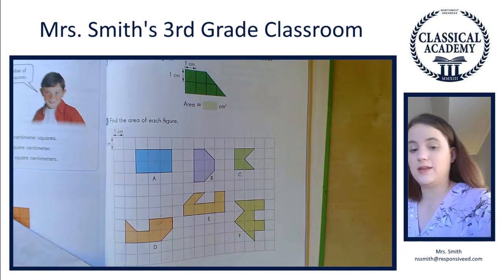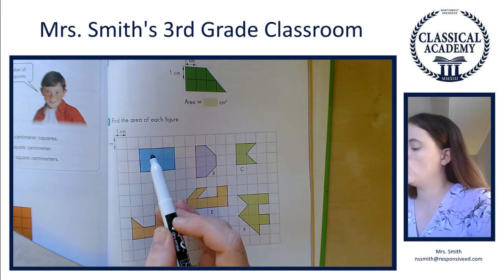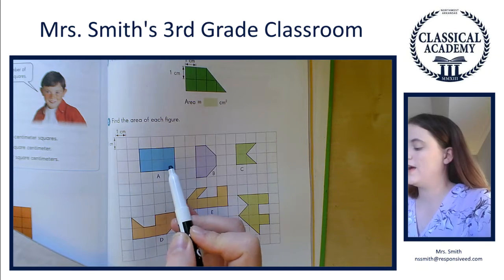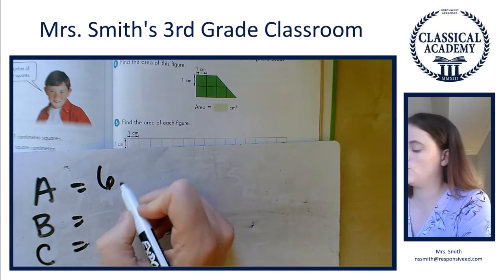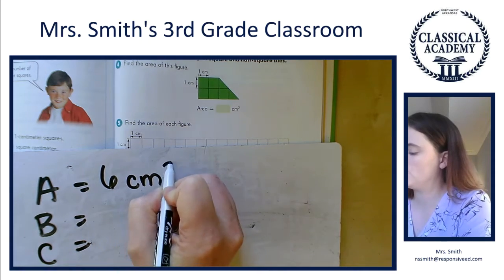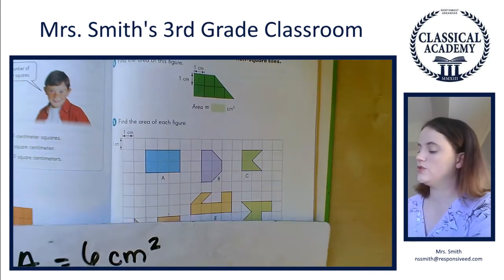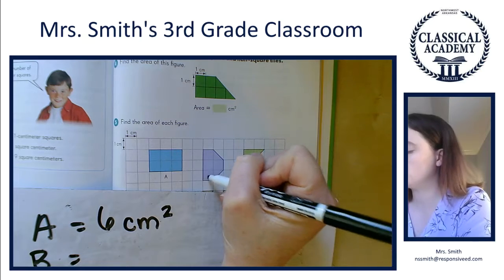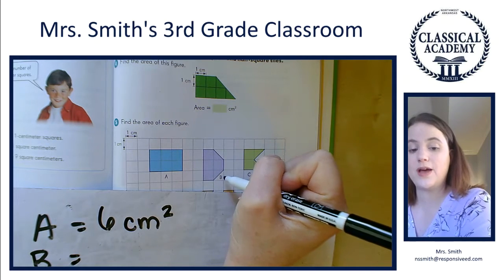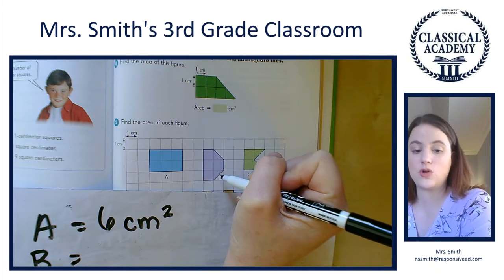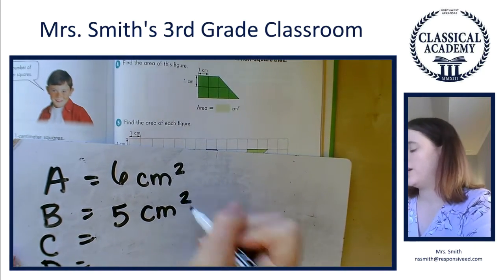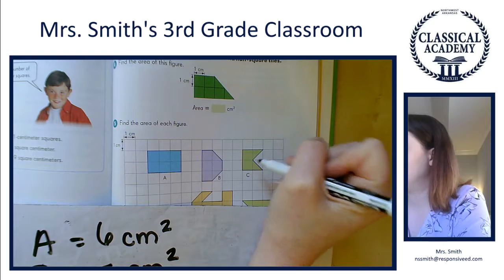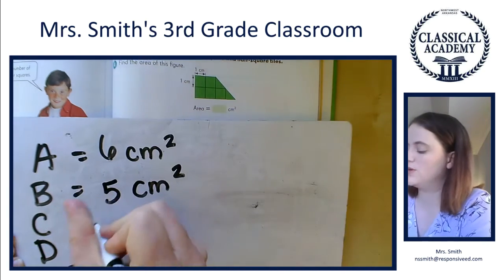Very good. So A, let's count the number of square units. 1, 2, 3, 4, 5, 6. 6, and it's centimeters, not inches, so we're going to write centimeters. Centimeters squared, or square centimeters. For B, 1, 2, 3, 4, and 2 halves. 1/2 plus 1/2 makes a whole. So 5 centimeters squared. For C, 1, 2 plus 2 halves makes 3.